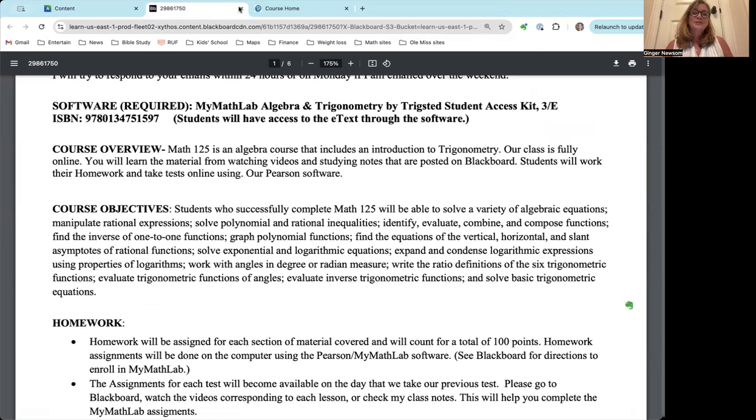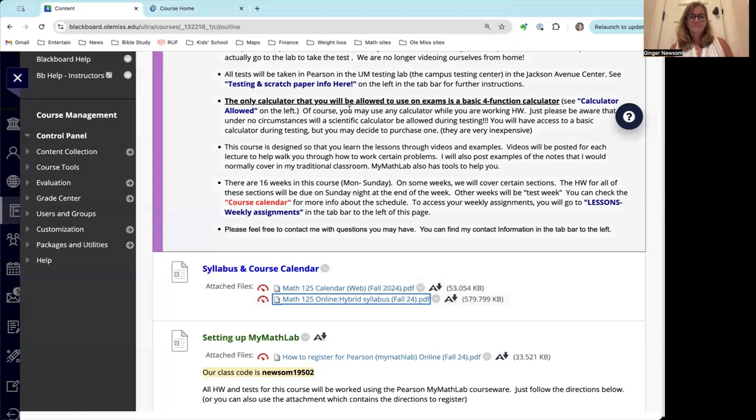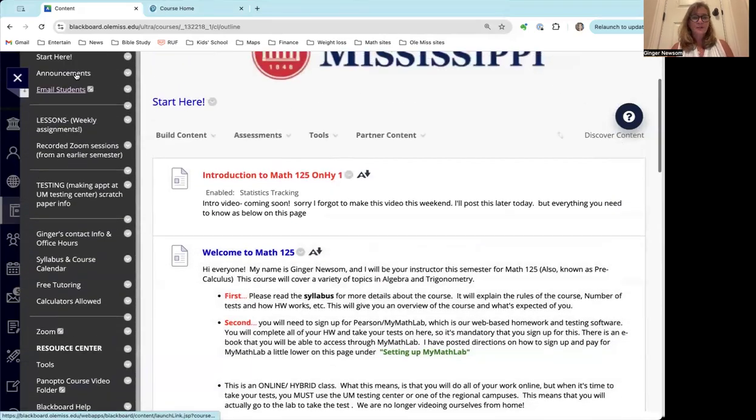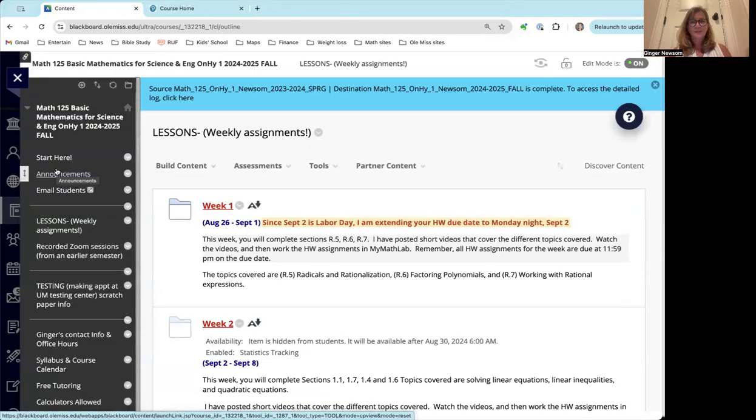Okay. So let me show you real quick. Back to Blackboard. I want to show you this because this is kind of the important part. If you look in the tab bar to the left, of course I have some things on there that you want, but the lessons and the weekly assignments, this is where you'll go to get all of the notes and videos and things like that.